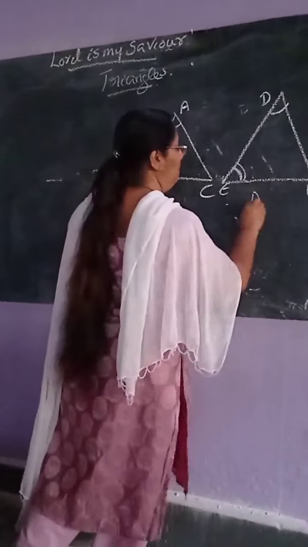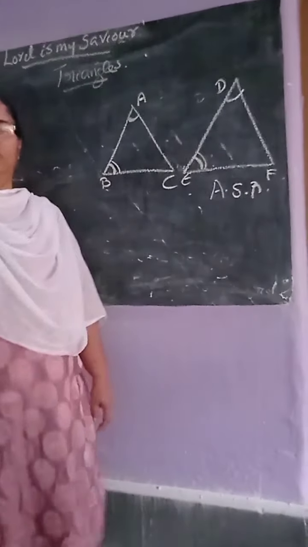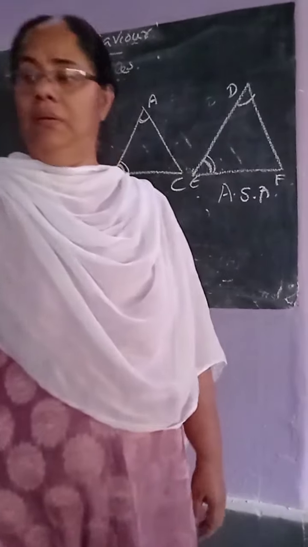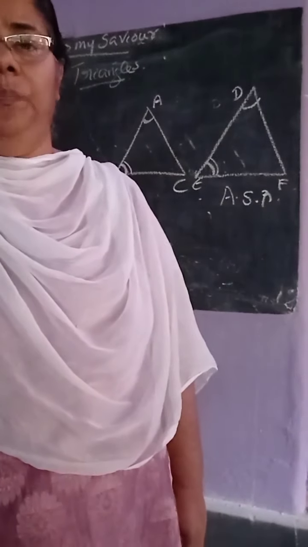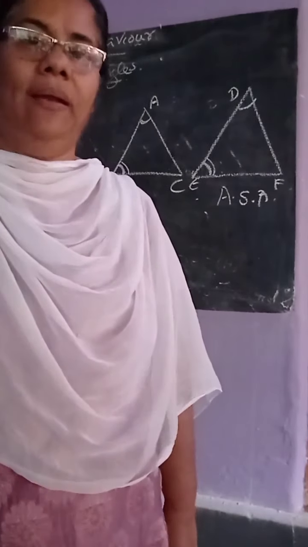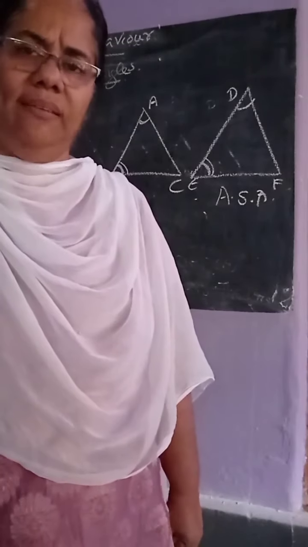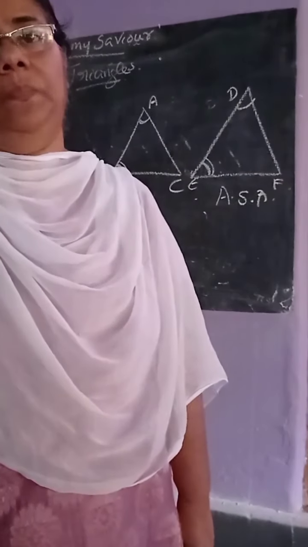ASA. From the notation itself, can you say what ASA is? How many angles are there? Two angles and one included side. How can you state ASA?